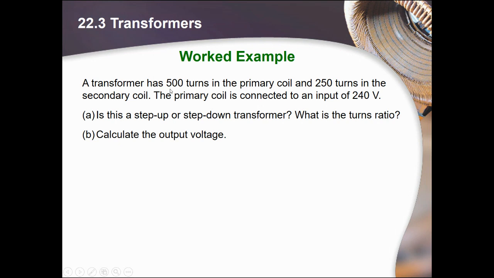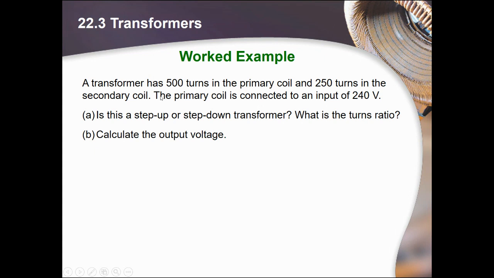Let's take a look at some worked examples. A transformer has 500 turns in the primary coil and 250 turns in the secondary coil. The primary coil is connected to an input of 240 volts. Part A, is this a step up or a step down transformer? And what is the turn ratio? You may wish to pause the video and think for yourself for a few seconds.